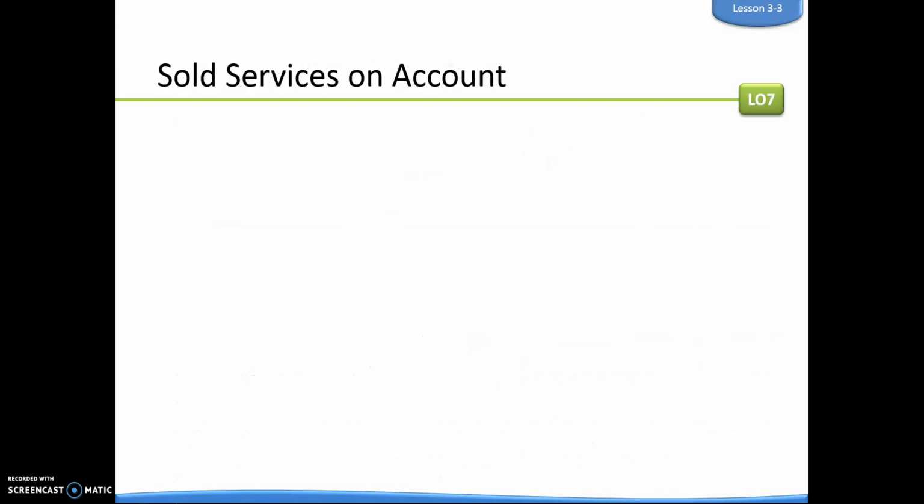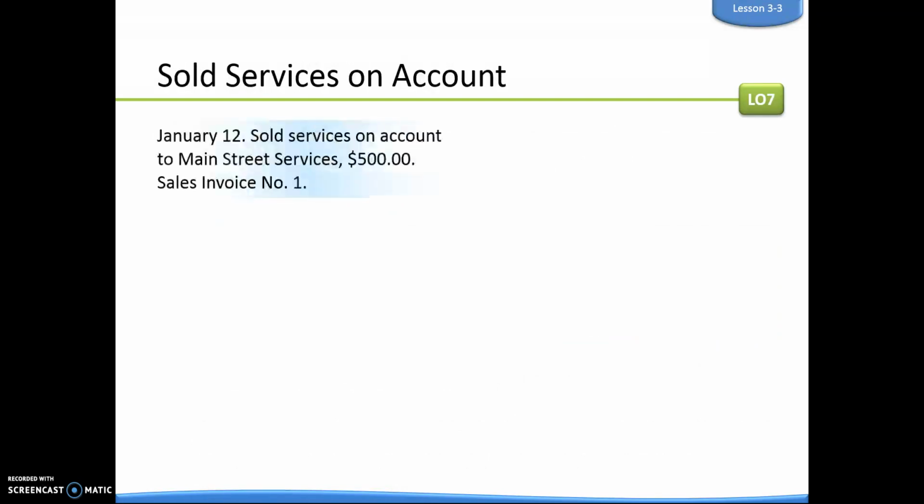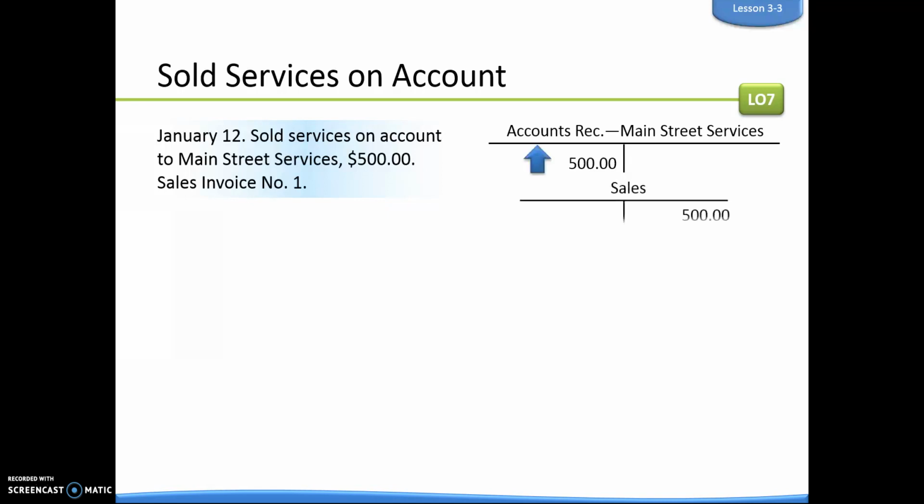Next up, we sold services on account. So it says on January 12th, we sold services on account to Main Street Services for $500. So remember, in this situation, what happened is someone is buying services from us and they have not paid us yet. So our two accounts that are affected are first our accounts receivable. Remember, that is that asset that signifies to us that these people owe us money. So we consider that to be an asset. It goes up with a debit of $500. And then we also have sales, which is going up with a credit of $500.